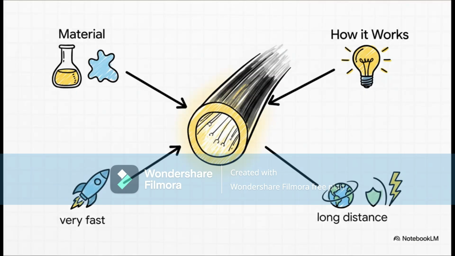So let's recap the key things you need to know about optical fiber. What's it made of? Glass or plastic. How does it work? It uses light. And what are its superpowers? Well, it is incredibly fast. It can carry huge amounts of data over really long distances. And, this is a big one, because it's using light, it is completely immune to electrical interference from things like power lines. That is a total game changer.